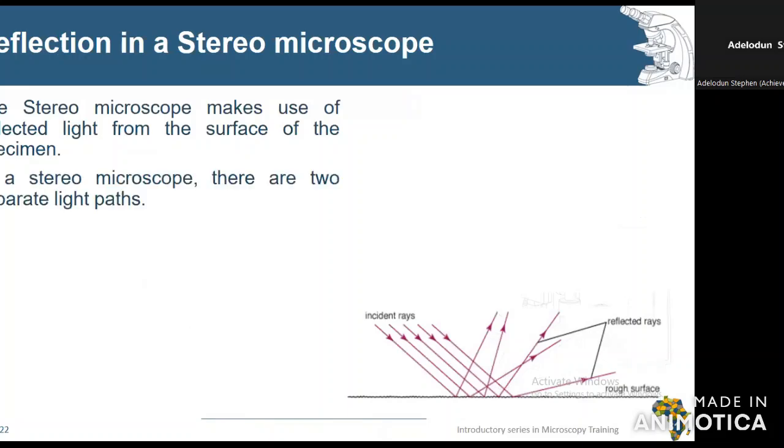Now, still on stereomicroscopy, the reflection. We know that when light shines on a very plain surface like a mirror, the angle at which light strikes the surface will be the same angle at which it reflects from that surface. So the angle of incidence is always equal to the angle of reflection when light strikes a smooth surface. But when it is a rough surface, then the angles will differ. The angle of incidence cannot be the same as the angle of reflection.